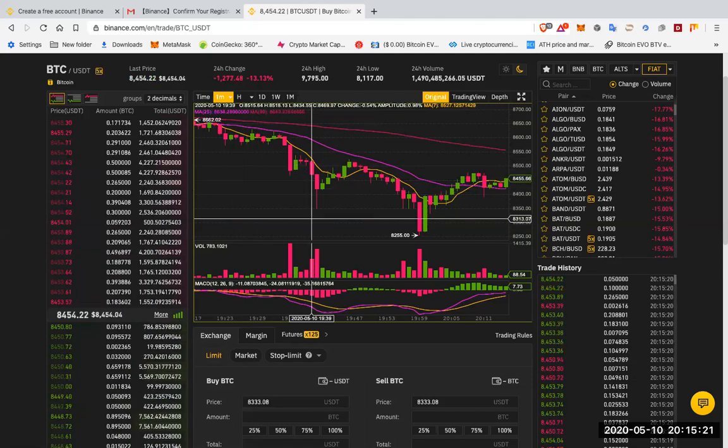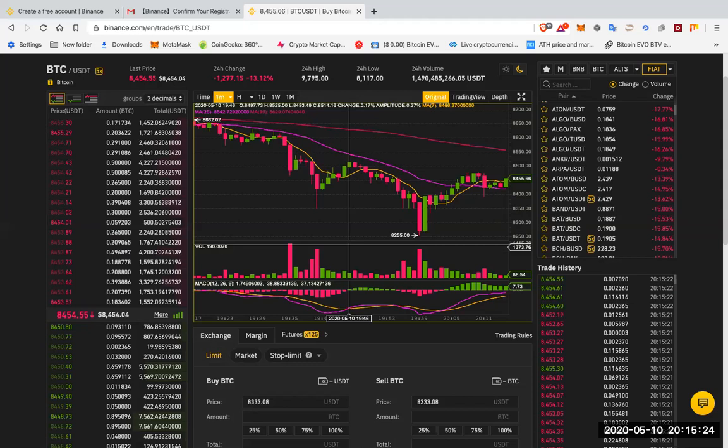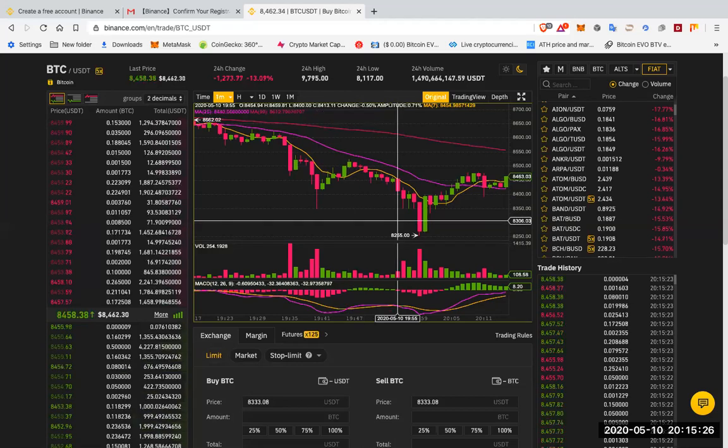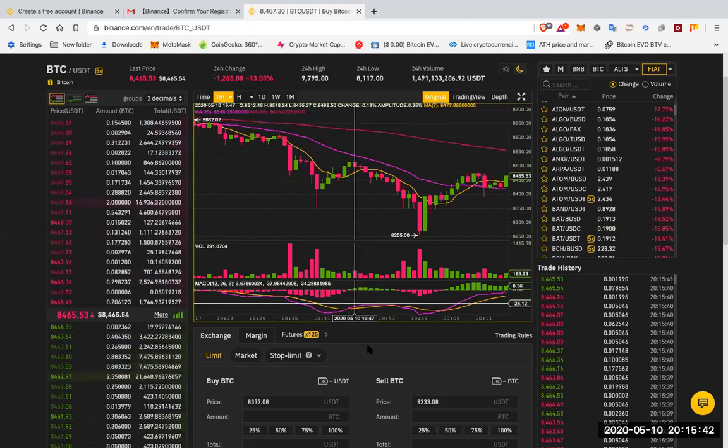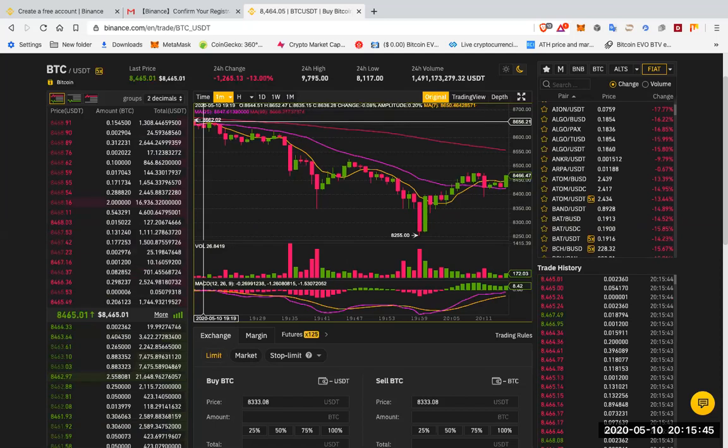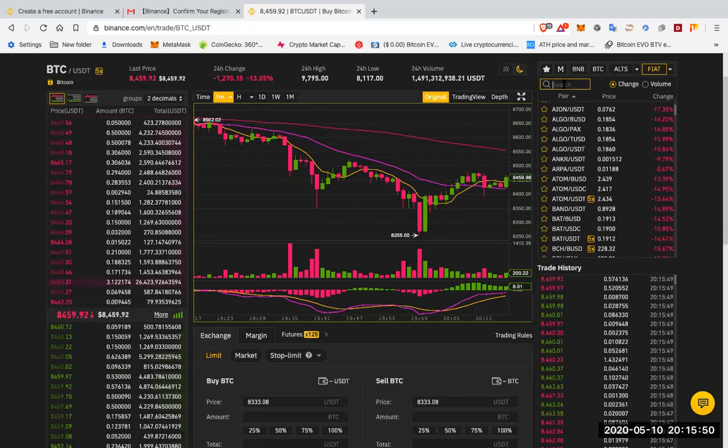So where do we buy? We buy at the support level. When the arrow is at the bottom, it's a time when people buy. And when the arrow is at the top, it's where people sell. So that's very important. You can't trade with emotion when you are predicting. Maybe I want to search for a coin here. For instance, let me see a coin.